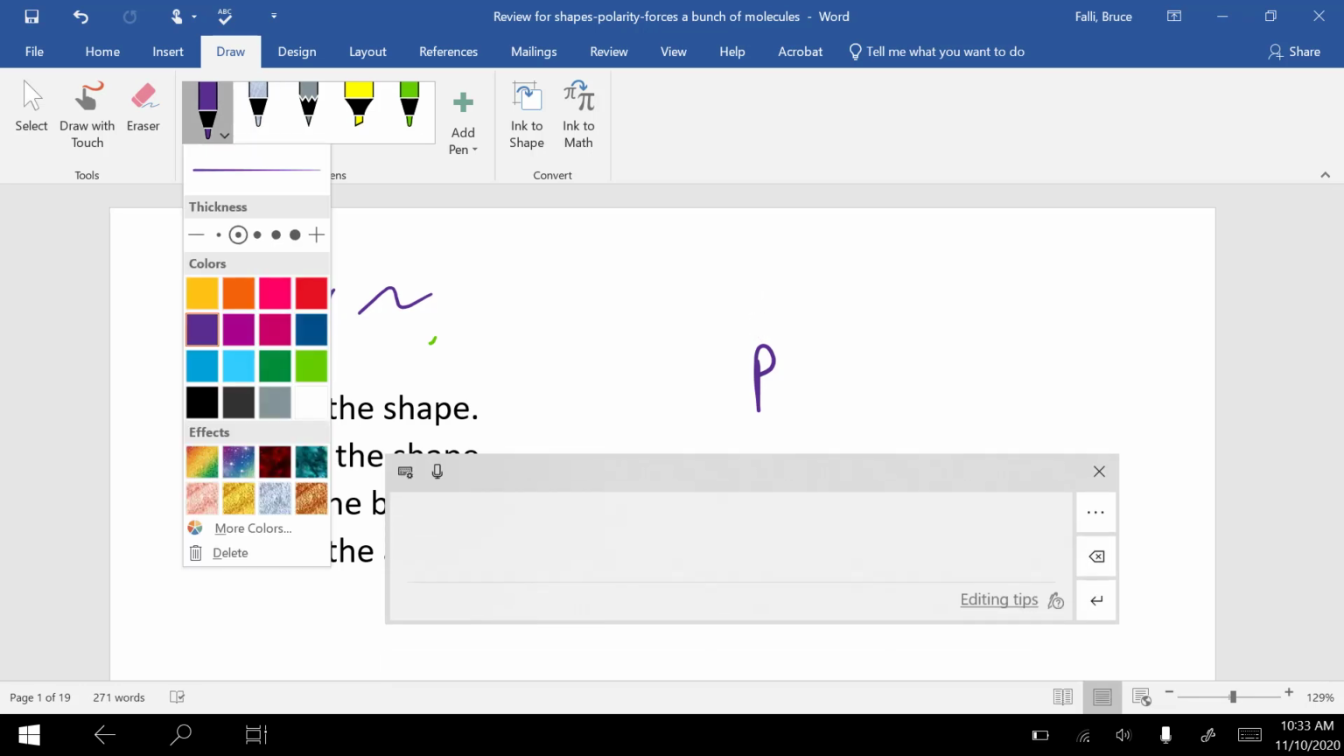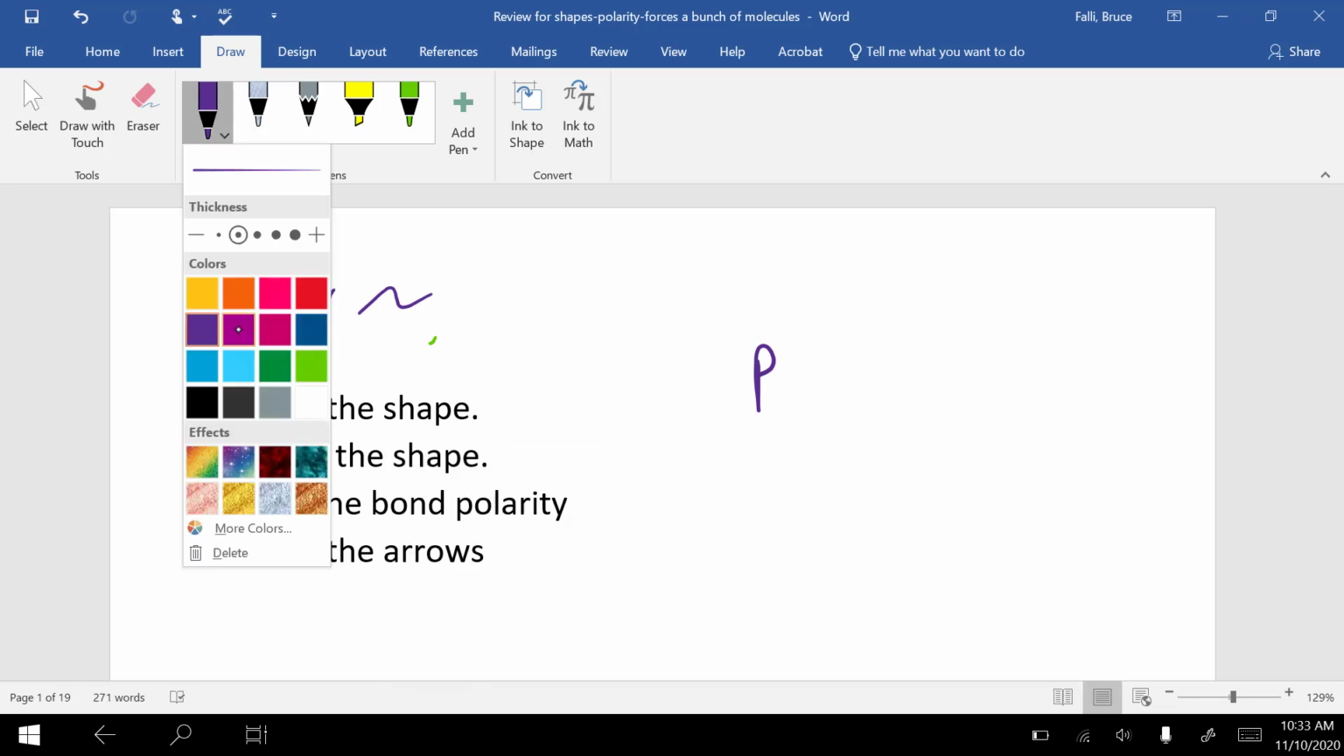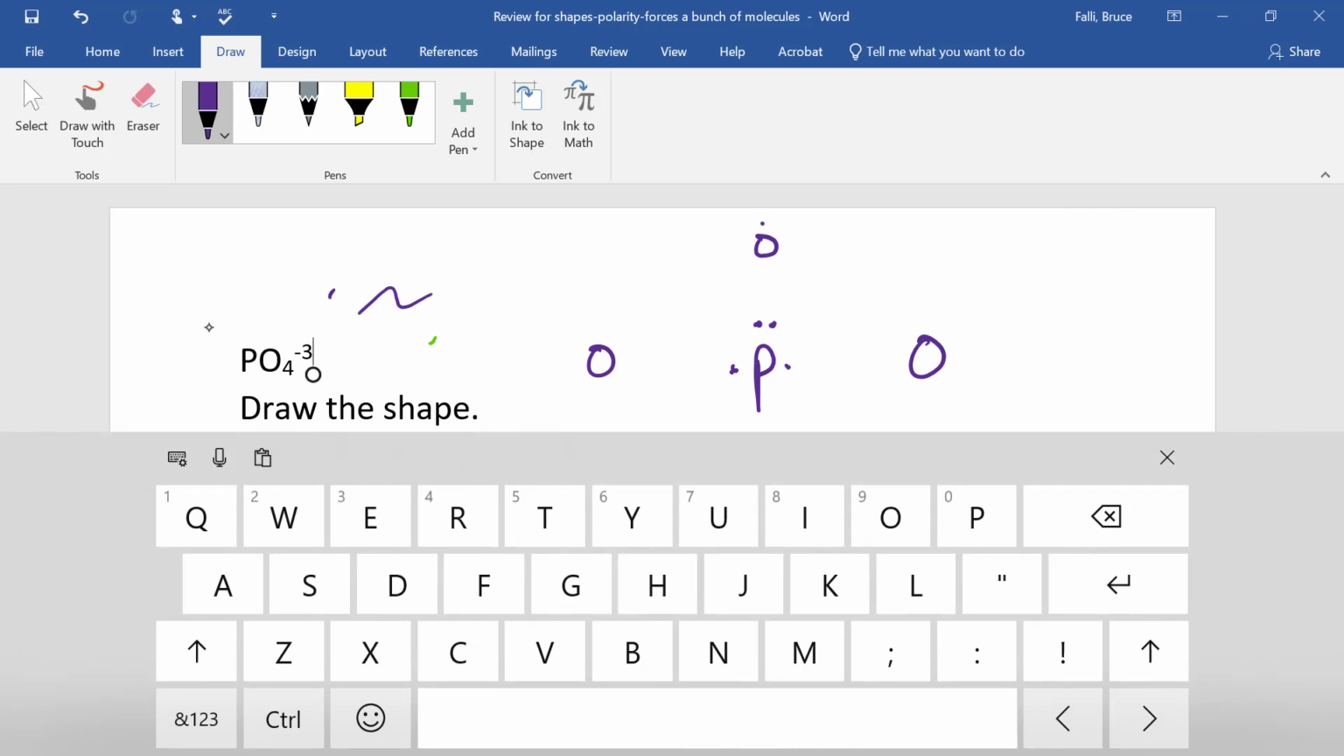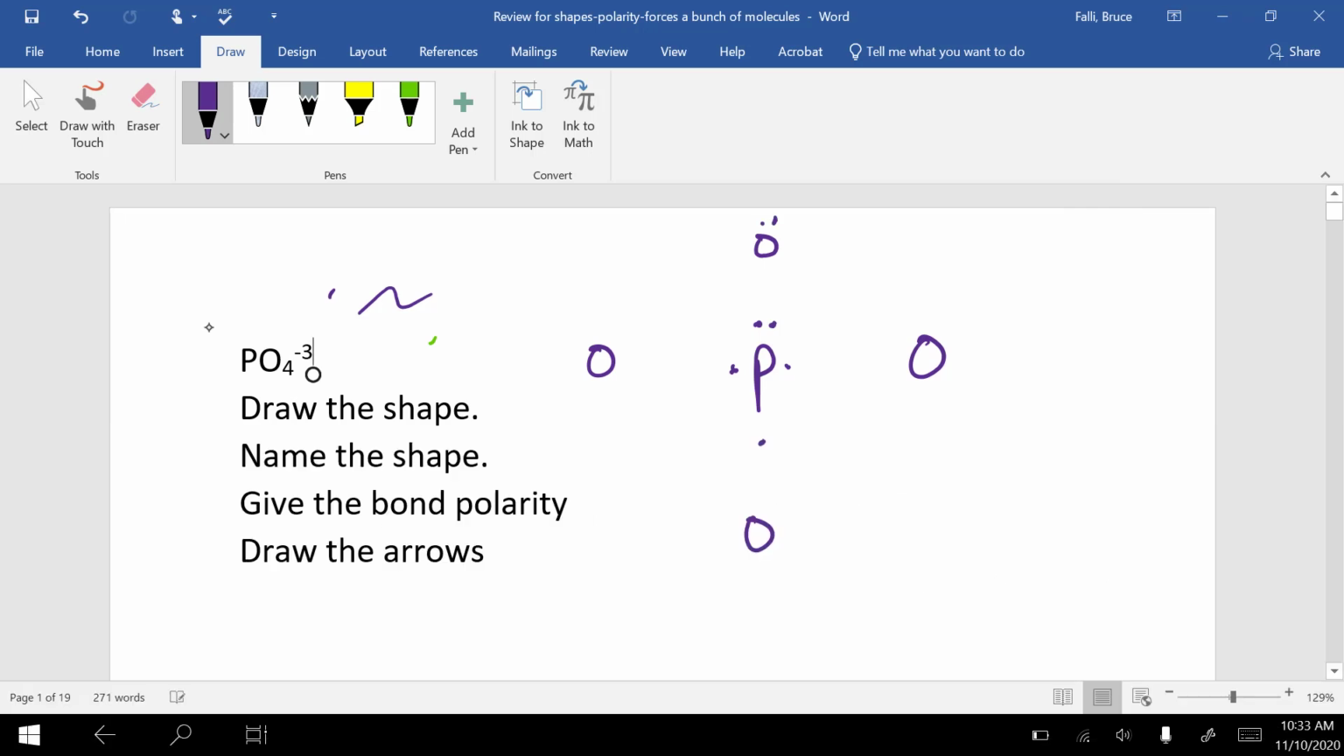1, 2, 3, 4, 5. I'm going to add 4 oxygens to it. 1, 2, 3, 4. Each oxygen has 6 valence electrons, as we saw before. 1, 2, 3, 4, 5, 6. Notice how I'm aiming my single electrons at phosphorus.